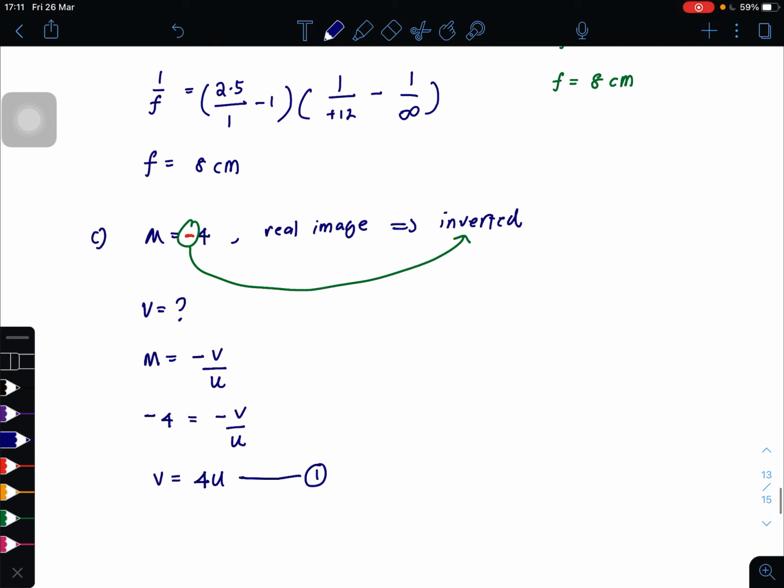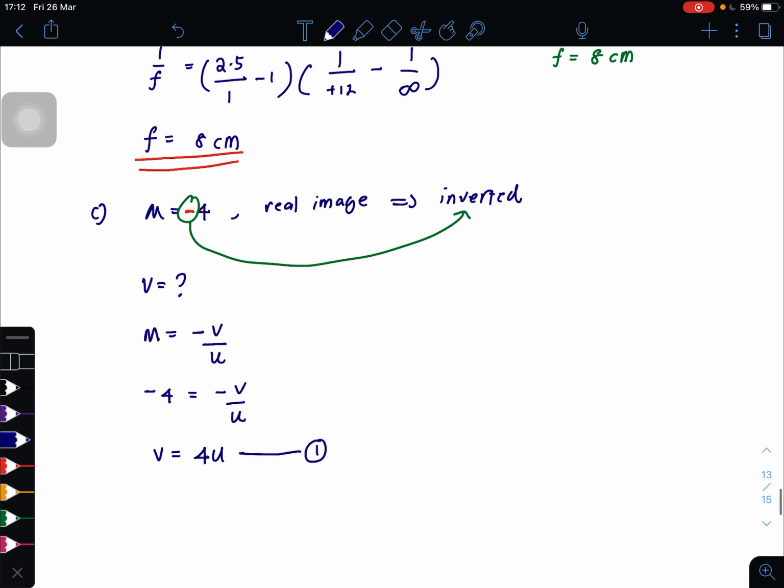And then, since kita ada value for focal length, which is 8 centimeter. Okay, so we can use this one. 1 over F is equal to 1 over U plus 1 over V. So, F dekat sini kita dapat adalah 8 cm. Dia adalah positif. U, we don't know what is the U. Then plus 1 over V. V dekat sini is this one. So, masukkan this one to here, which is 4U. So, U akan dapat sama dengan 10 cm.